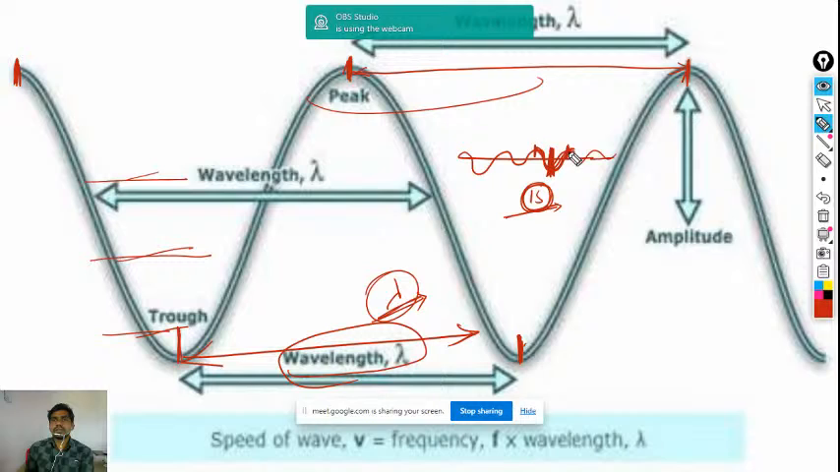If frequency is more in a given time, more waves can pass. If frequency is less, fewer waves can pass. And one more thing: if the wave is larger, the number of waves that can pass in a given time will be less. If the wave size is more, the number of waves that can pass in a given time will be less. If the wave size is less, the number of waves that can pass in a given time can be more.